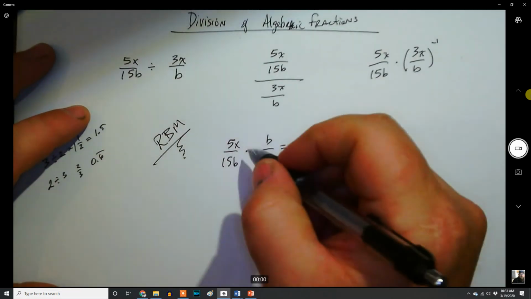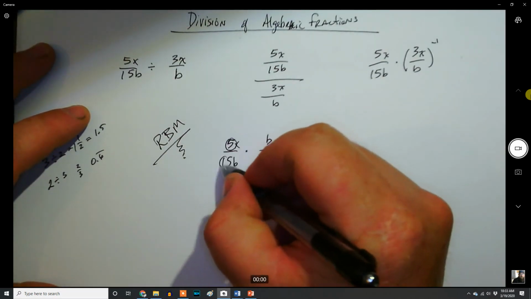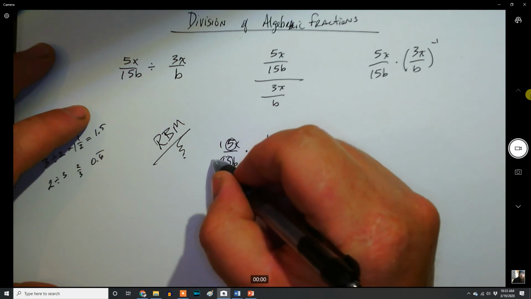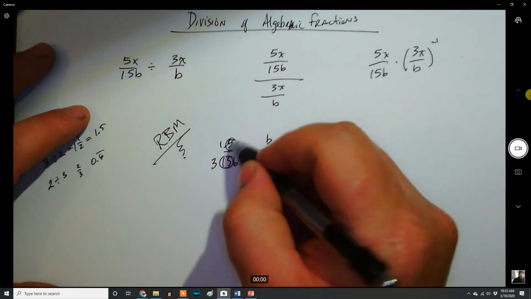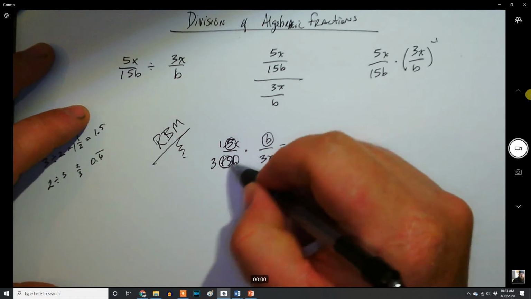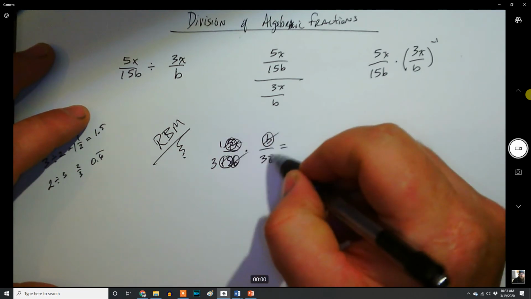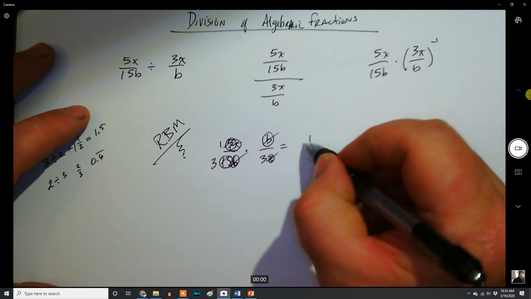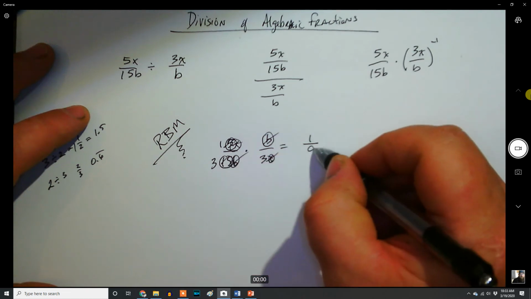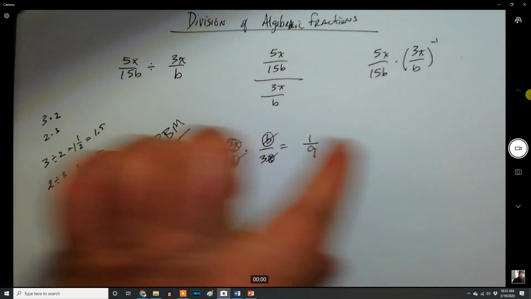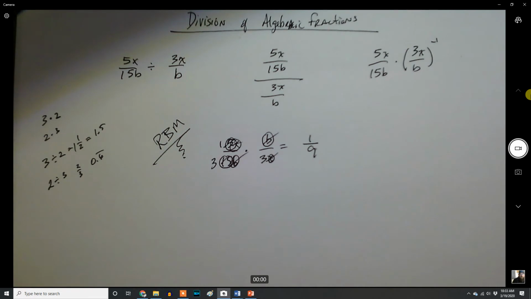So check it out. 5 goes into 15 3 times, and 5 goes into 5 1 time, so those are done. B and B, those reduce. X and X reduce. All I'm left with is 1 times 1 and 3 times 3, 9. So all three of these up here are going to equal 1/9 when we're all sitting down.